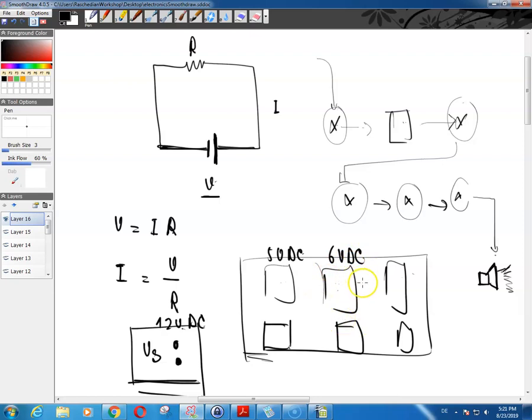But sometimes, yeah, this is all about the voltage. Sometimes you need to have control over the current going through a circuit.